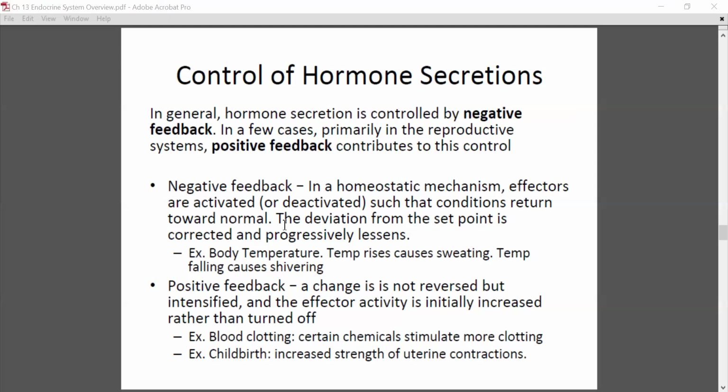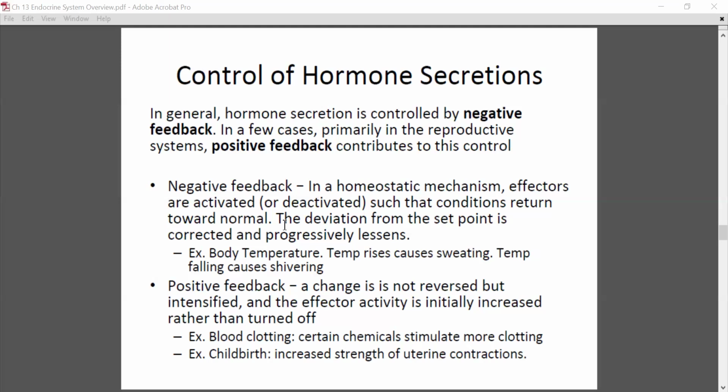Conversely, you have the process of positive feedback. In positive feedback, the change is not reversed. Instead, it's intensified. The effector activity is initially increased rather than turned off. So in negative feedback, we're trying to get back to normal as quickly as possible by turning some things off, turning some things on, but whatever it is, we're trying to get the body back to that set point, that normal range as quickly as possible.